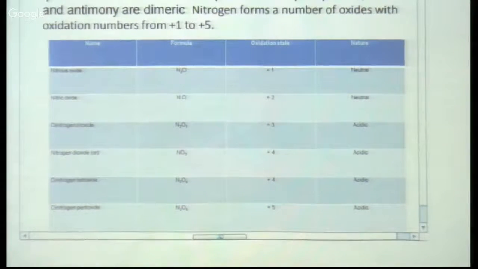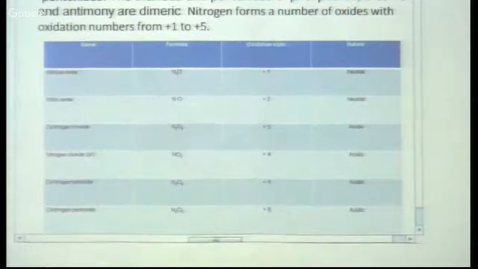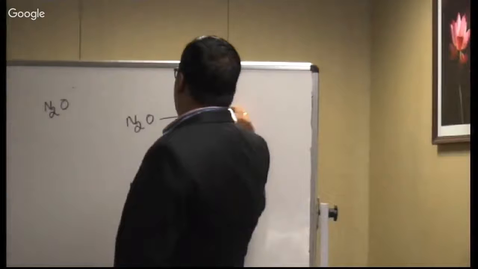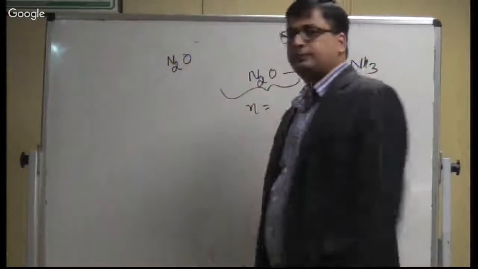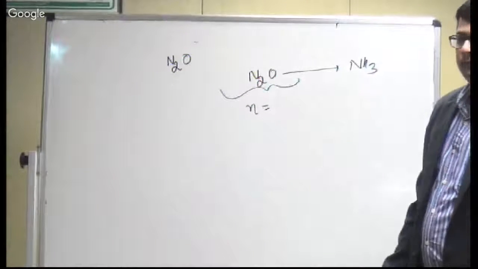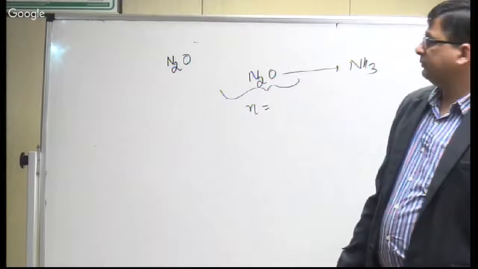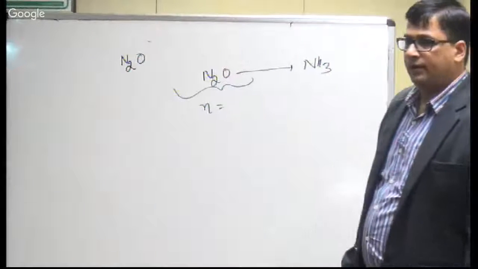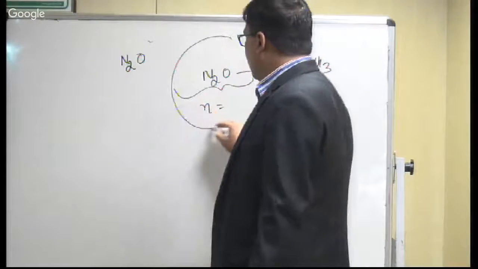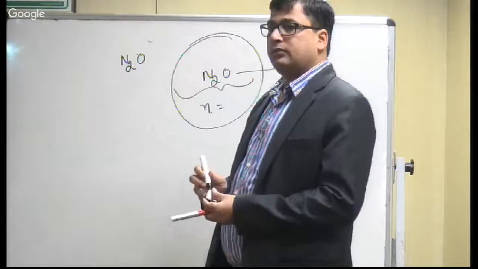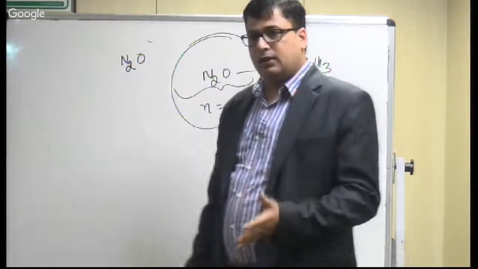So in general, they used to ask, for example, if N2O accepts electrons and is converted to NH3, what is the N factor of this? N factor is not the oxidation state. N factor can be defined as how many electrons this one molecule can gain or lose. Clear? Oxidation state, you know.